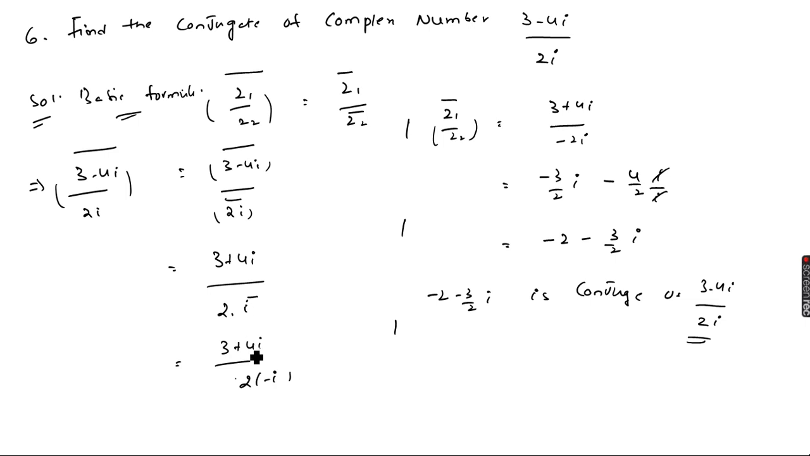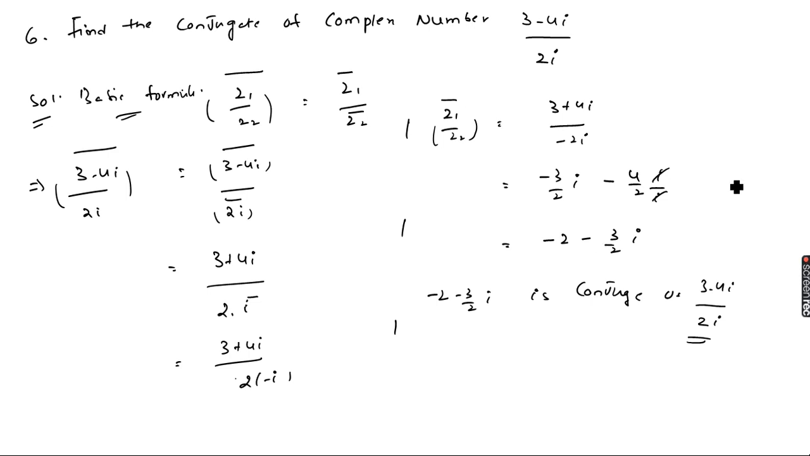So in the numerator we have two parts: one is 3 and another one is 4i. Separate these two parts. That is 3 plus 4i by minus 2i, which is minus 3 by 2i, minus 4 by 2 by i. The i will be cancelled, and we get minus 2 minus 3 by 2i. So directly it is the conjugate. Don't take a conjugate of this one again.